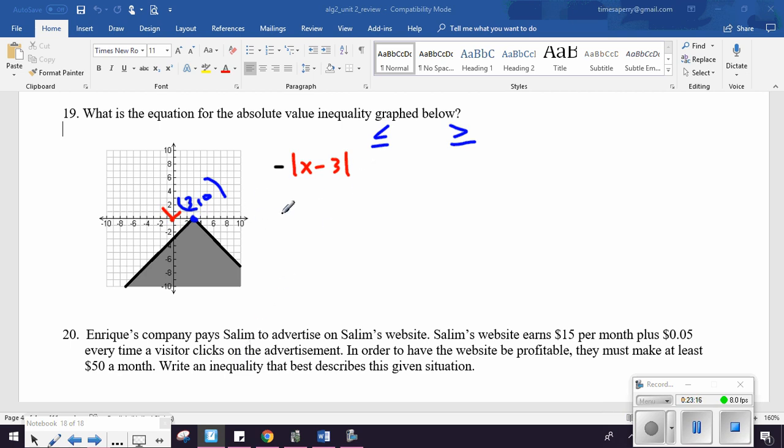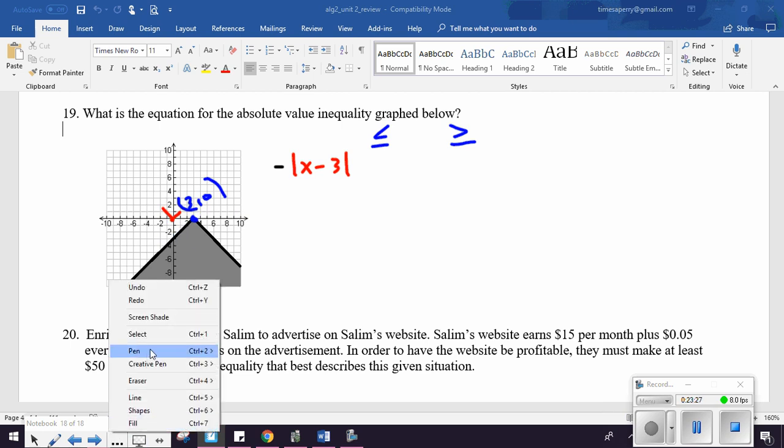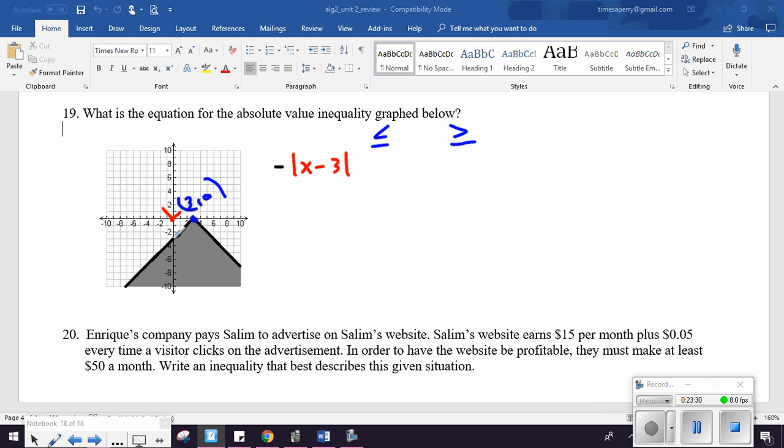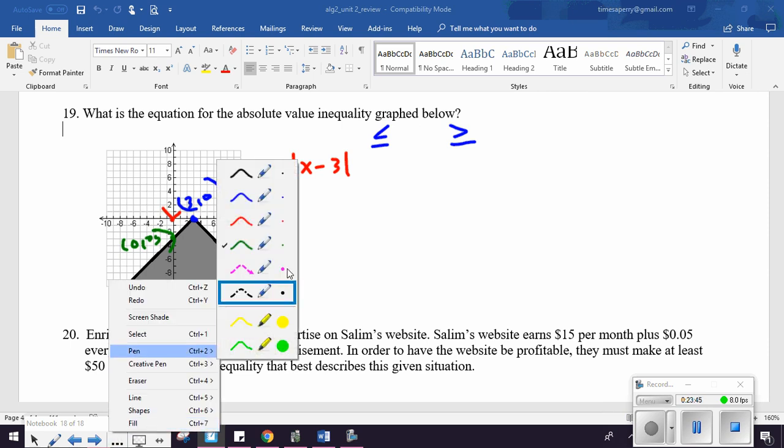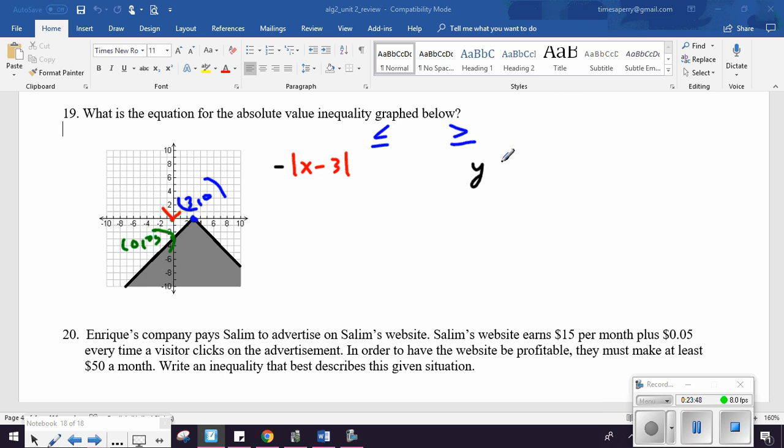So let's see if some of the points on this graph make sense. I see another point here at 0, -3. So let's see if that makes sense with our current equation. Basically, I think I've found my equation. I just don't know my inequality sign yet. So I don't know what comes here, but I think it's negative absolute value of x minus 3.